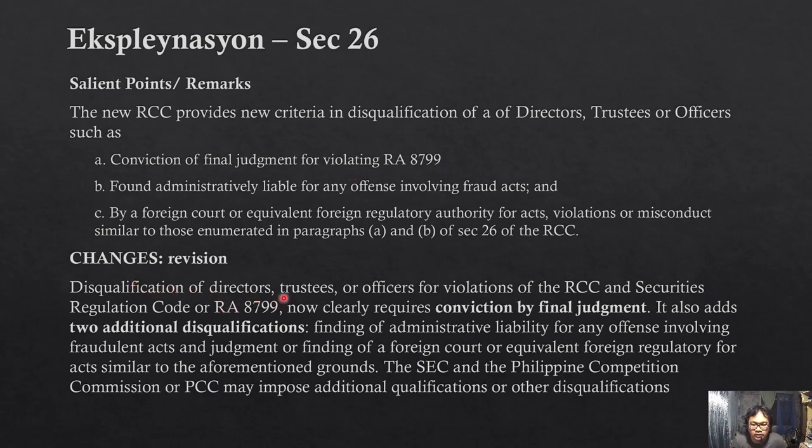Changes revision, disqualification of director's status officer for violation of the Revised Corporation Code and Republic Act 8799 now clearly requires conviction by final judgment. It also adds two new disqualifications: finding of administrative liability for any offense involving fraudulent tax, and judgment or finding by a foreign court. Oh, the SEC and the Philippine Competition Commission.